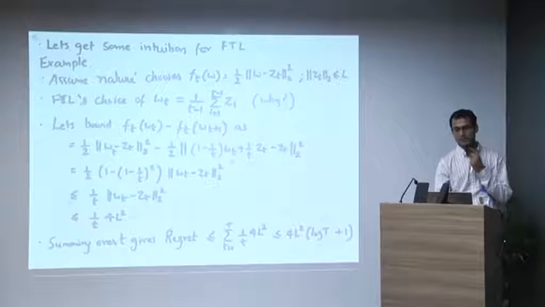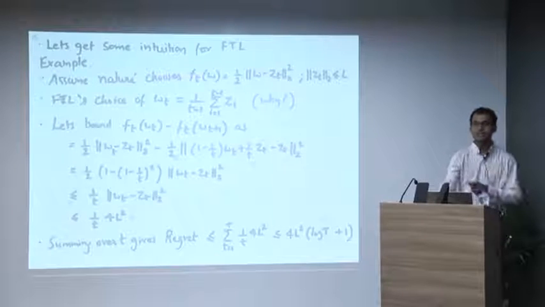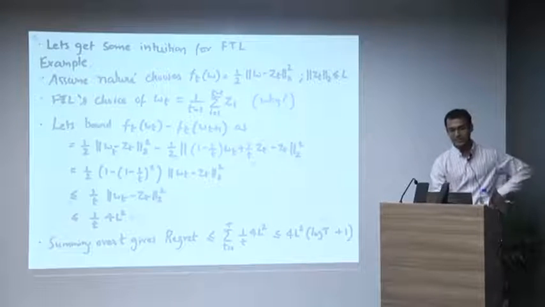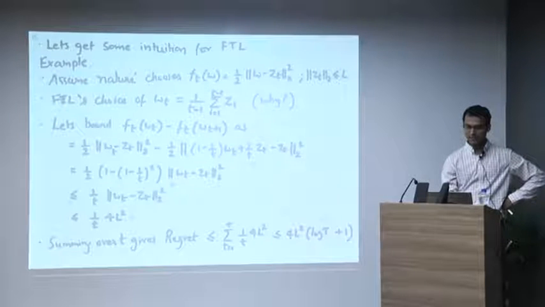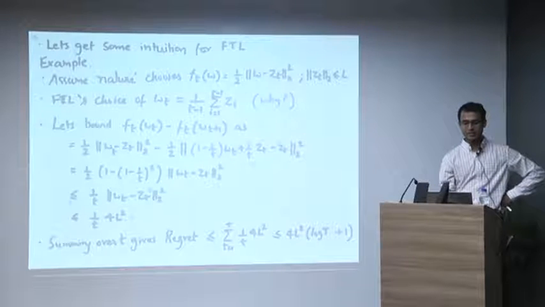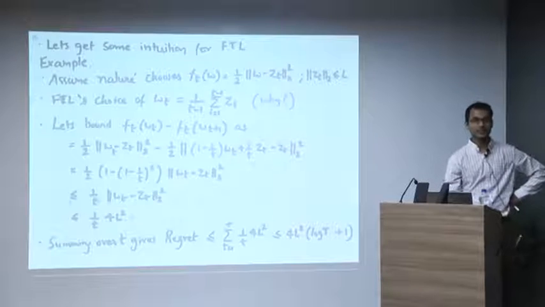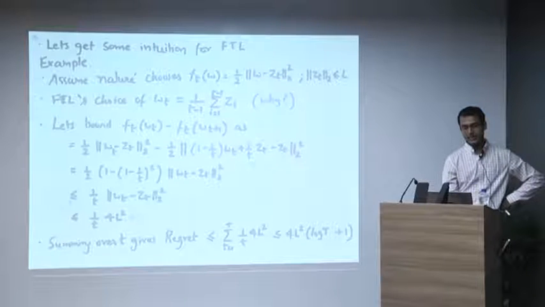If you do this, you just use your regular algebra to see that it comes down to this definition, and then you can upper bound the coefficient term, which is a function of t, as equal to 1 by t. The second term you can upper bound by 4L squared.